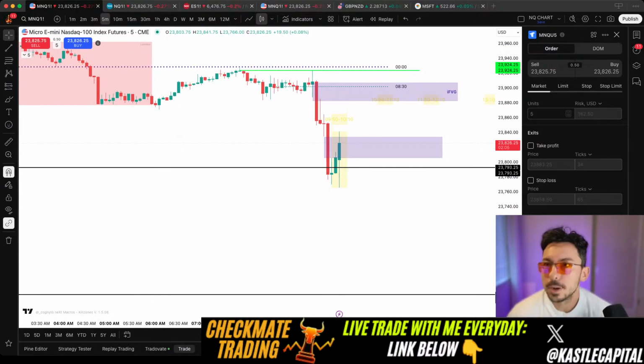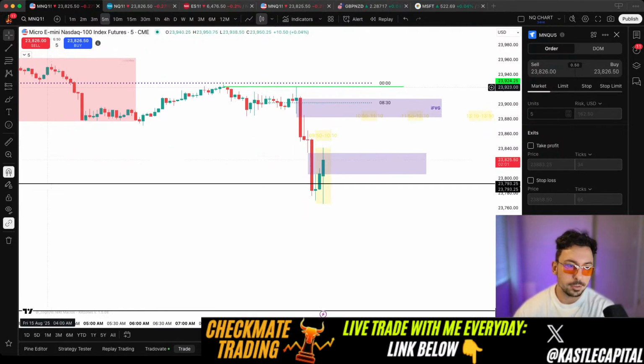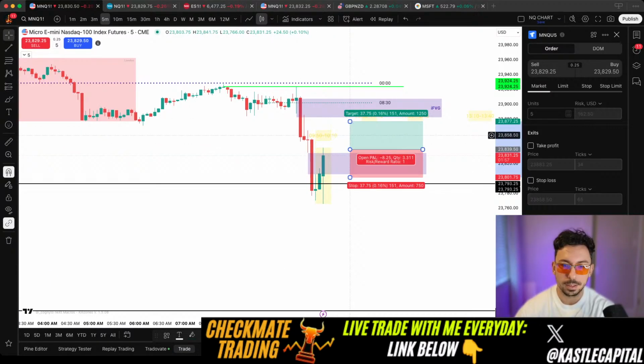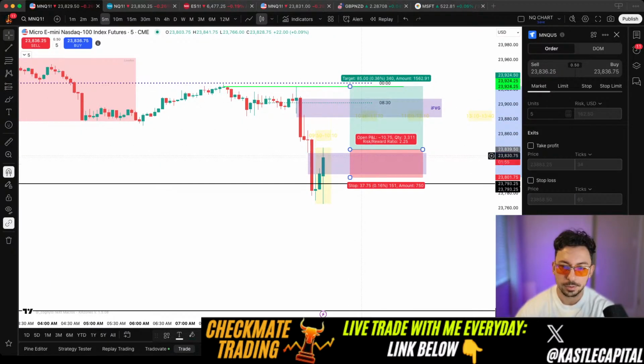Okay, so I really want to see what happens here at this 5-minute inversion. That's what I'm really paying attention to. If you guys want to try this long, I'm not a fan of longs. I'm not going to lie. Though it could work, there's a 5-minute inversion here. I would be extra careful with this.